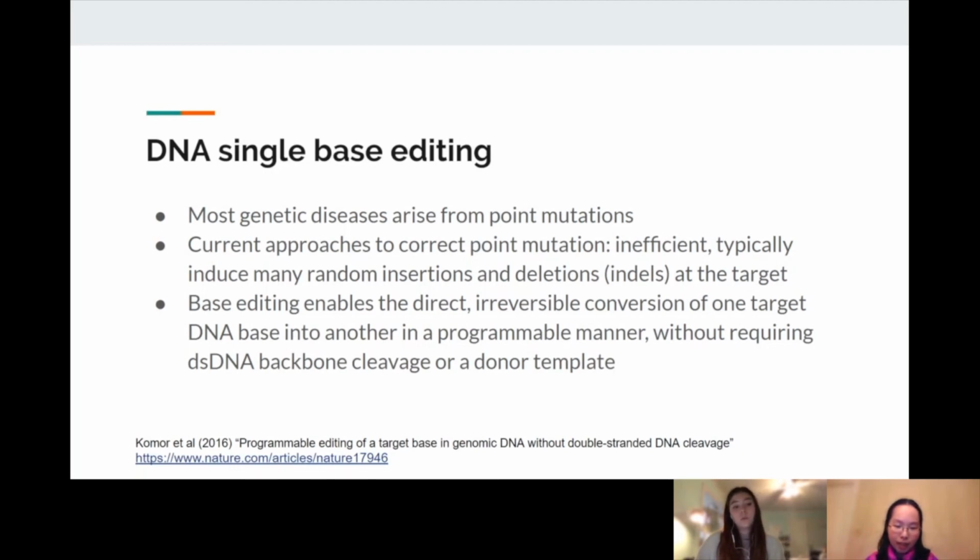So base editing enables the direct and irreversible conversion of one target DNA base into another in a programmable manner without requiring a double-stranded DNA backbone cleavage, or a donor template, a template DNA that is used to try to make a particular genetic change. It's generally much easier to create very large DNA edits compared to small DNA edits, and small DNA base editing is what we're going to be looking at today.